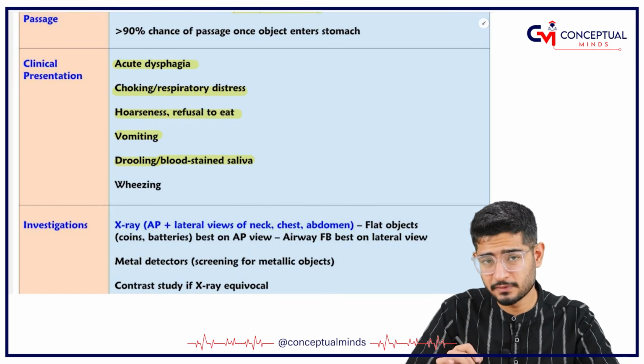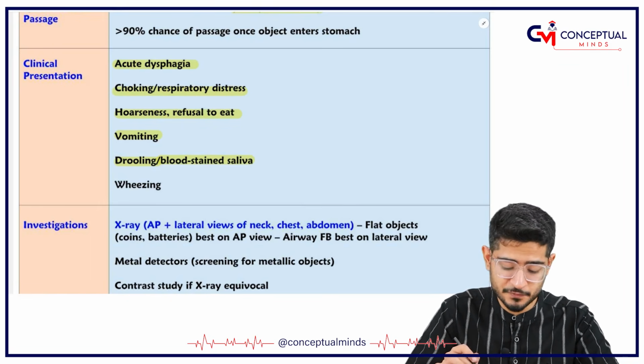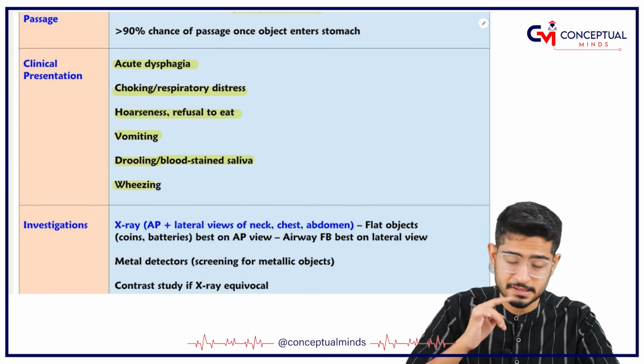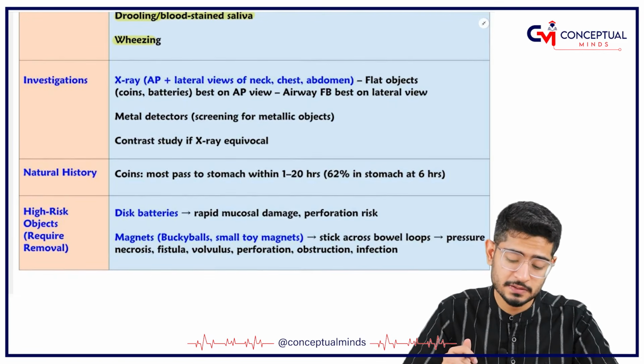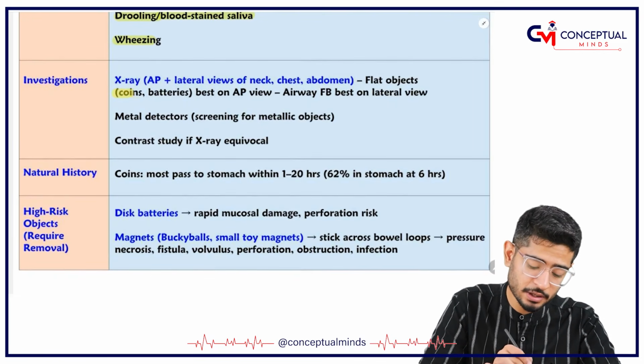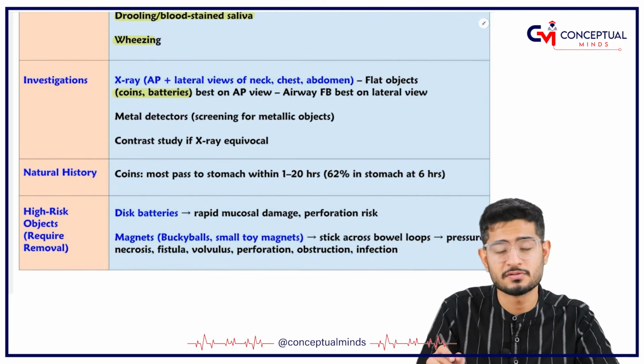There can be blood-stained saliva also, because if there is injury, the blood can come. So blood-stained saliva, and of course there will be wheezing as well. So the respiratory symptoms are also going to come. So what is going to be there on X-ray? There can be coins and there can be batteries, button batteries also.